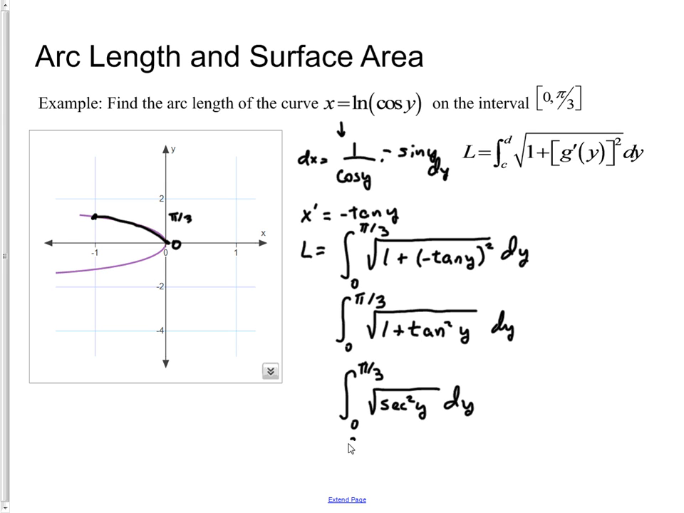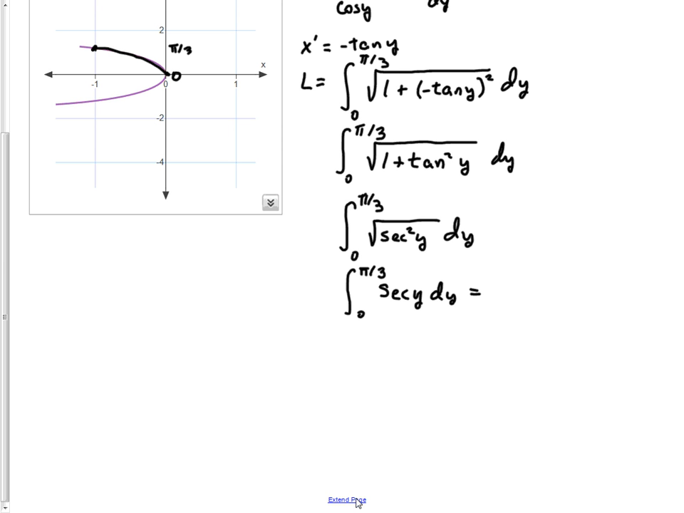And so in fact we're going to be taking this integral from 0 to pi over 3 of the function secant of y dy. So now we think back, what will that integral be? Well, this is the integral that turns out to be a natural logarithm of the sum of secant of y and tangent of y on that interval from 0 to pi over 3.